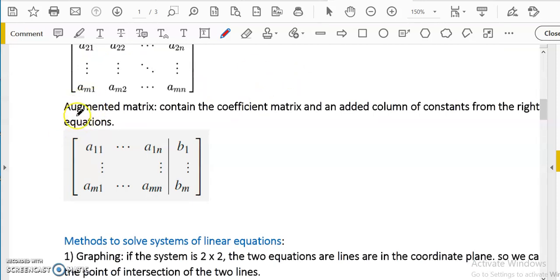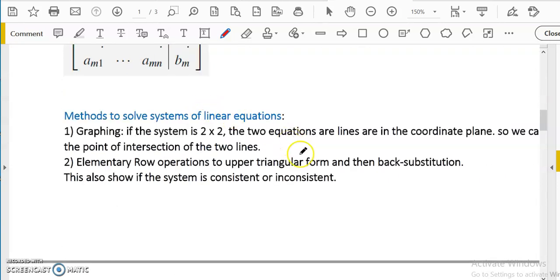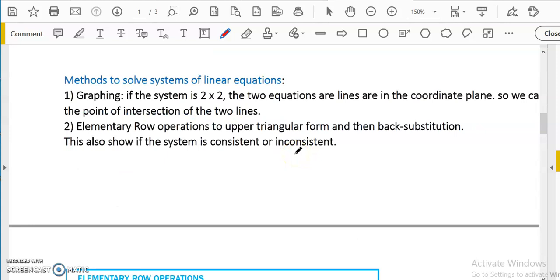And then for elementary row operations, we also have something called the augmented matrix, which is actually the coefficient matrix plus the constant matrix as the last column. In some books, they would draw a line to separate them, but you can also just write them as n plus 1 columns of the matrix. Okay, so how do we solve a system of equations?